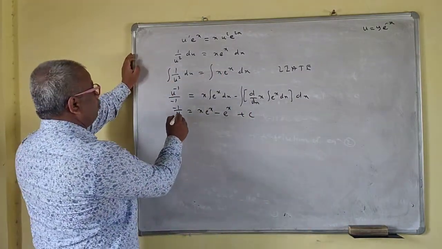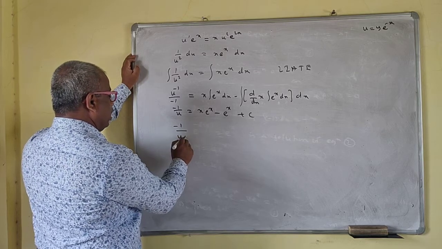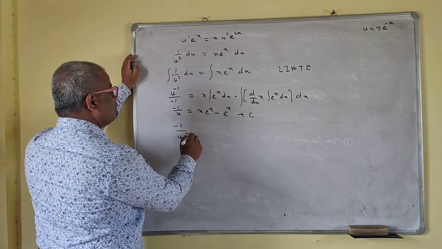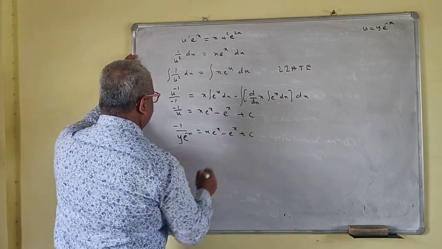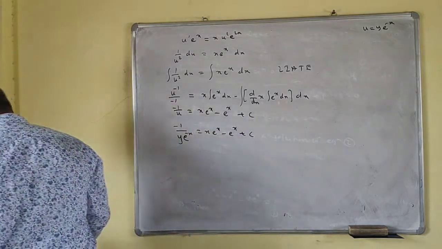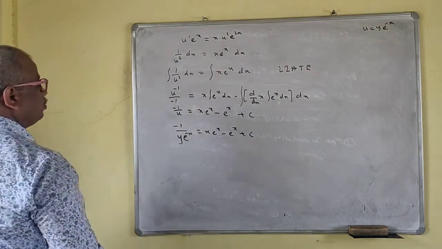So 1 by u, minus 1 by u. So minus 1 by y, e raised to minus x, x e raised to x minus e raised to x plus c. Okay. So this is the general solution. It will be the general solution of this.